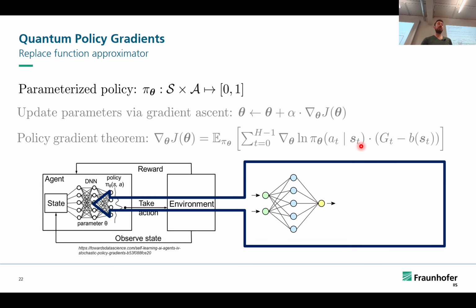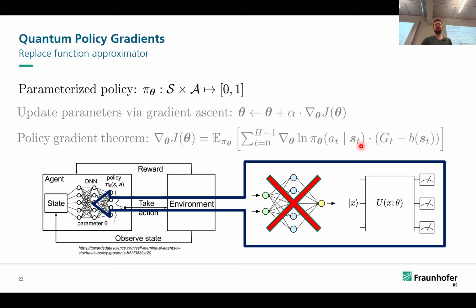To summarize what we do, we use our original reinforcement learning pipeline where we have neural networks as function approximators, and replace them with some variational quantum circuit which has two inputs. One is the environment state of our reinforcement learning environment, and the second one are the parameters we want to learn. So that's our general pipeline.